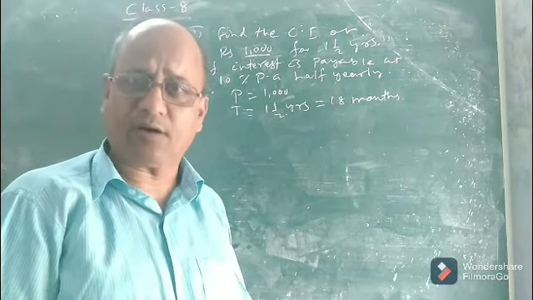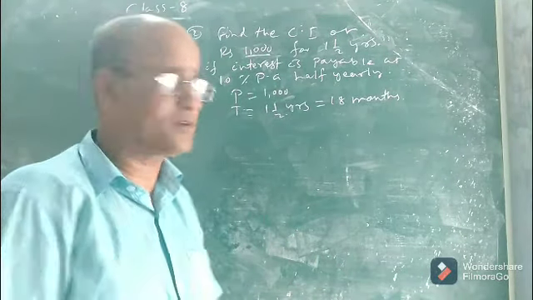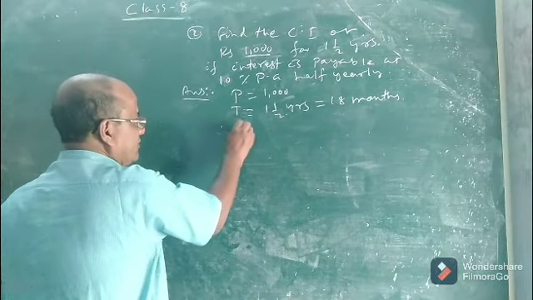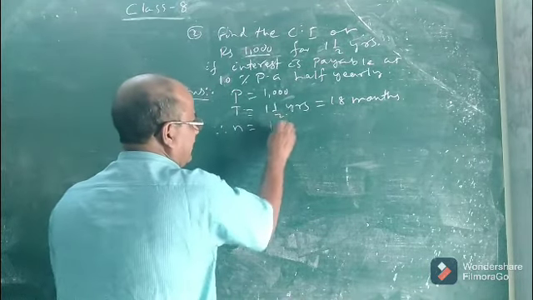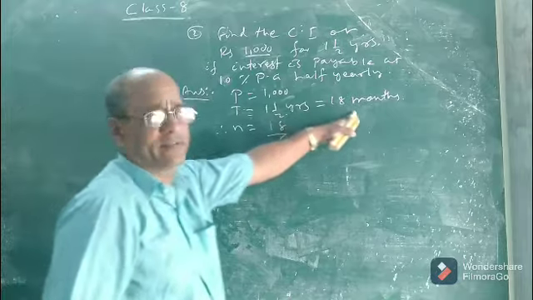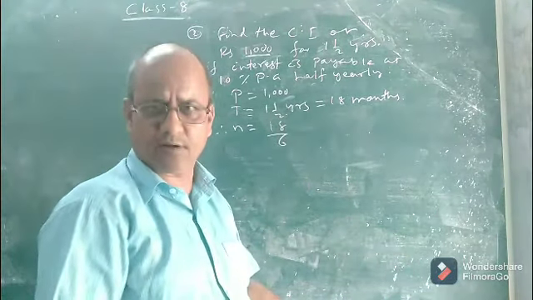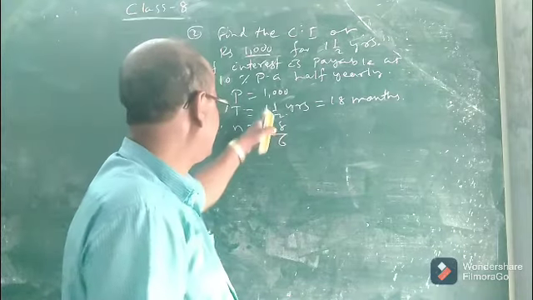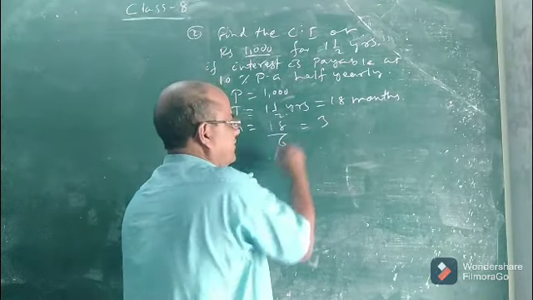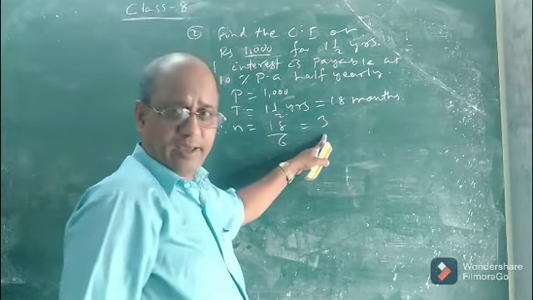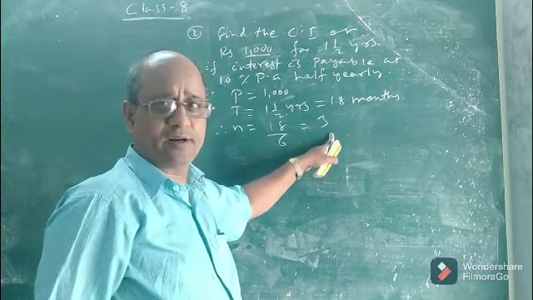That we have to find out, because that will be the conversion period. So what will be the conversion period? The conversion period will be 18 divided by 6. 18 months it is given, and in every 6 months there will be computation of interest. So 18 by 6 will be equal to 3. So the conversion period is 3.